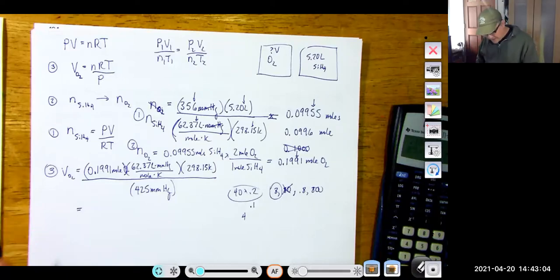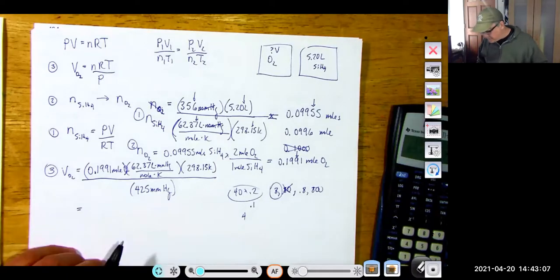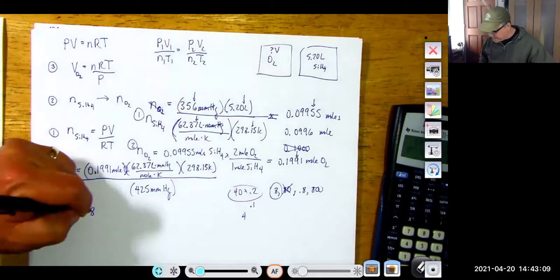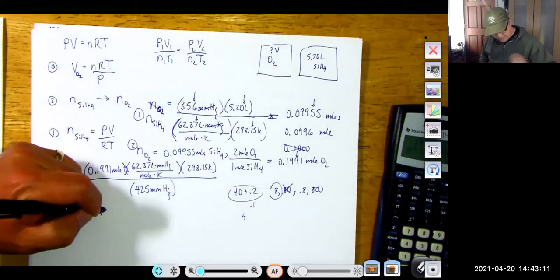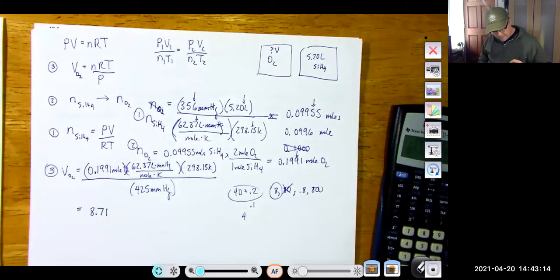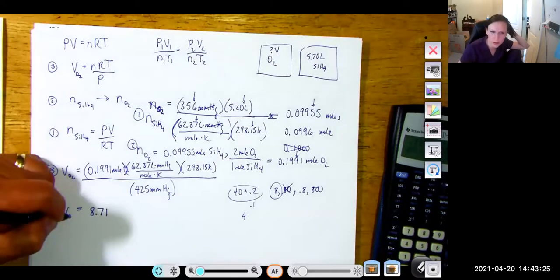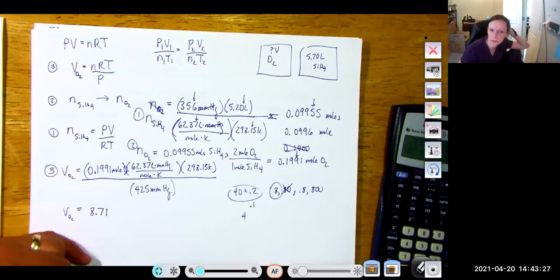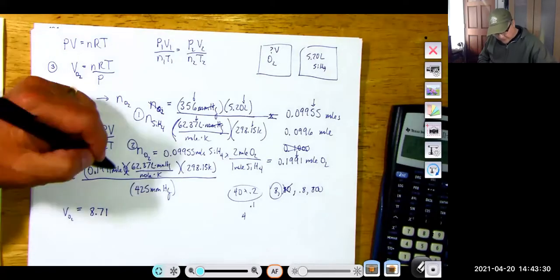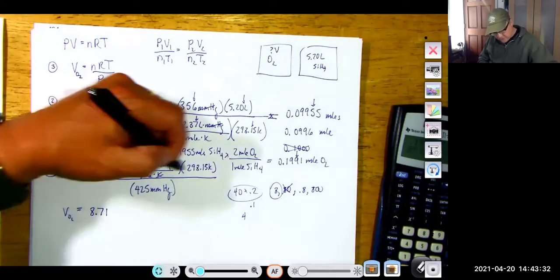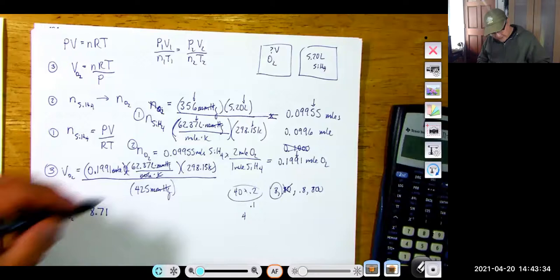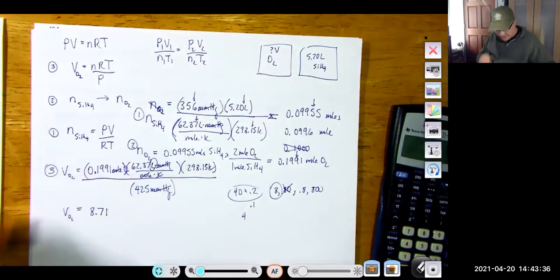Did I say 0.8? I said 8, right? The answer is 8.71. Now, what are the units? We're looking for volume, so it should be liters. The moles cancel, the K's cancel, the millimeters of mercury cancel. The only thing we're left with is liters, so we do get liters.